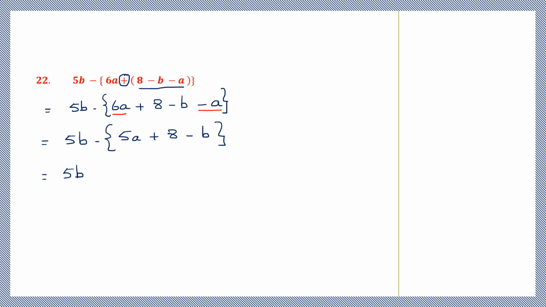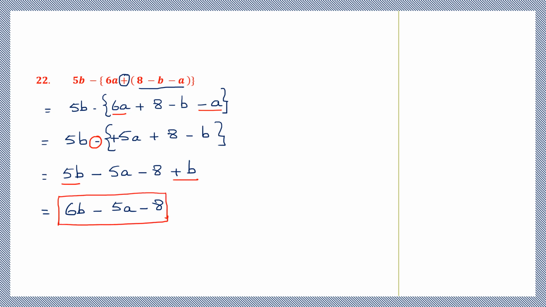So 5b, before you remove, look at the sign before that, it's minus. So the sign of all the terms inside will change. So this is plus. Plus 5a will become minus 5a, then minus 8 plus b. So now here we can continue to simplify. Look for like terms. We have 5b plus b. 5 plus 1 is 6. So that is 6b minus 5a minus 8. So this is our final answer. 6b minus 5a minus 8.